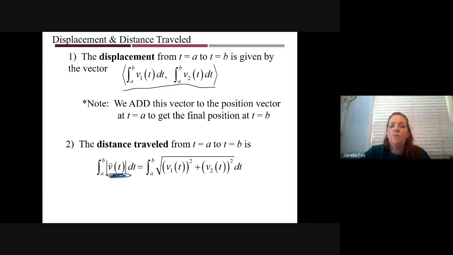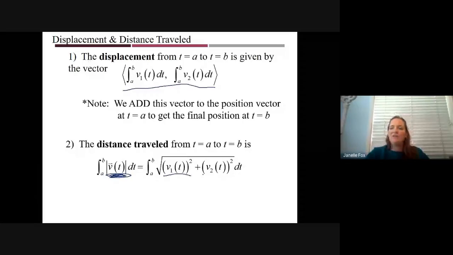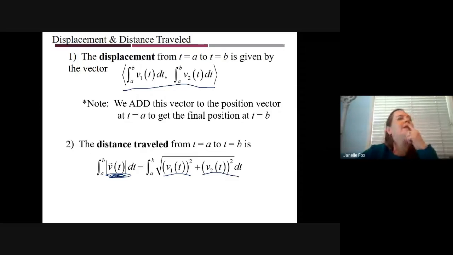Okay, so what is the magnitude of the velocity vector? Remember, it is the square root of the x component squared plus the y component squared. You know what's really interesting, guys, is this velocity. Let me think for a second. Let's make a connection. Velocity is the derivative of the position. Folks, we are doing the integral of the x component's derivative squared plus the y component's derivative squared. You should be like, wait a minute.